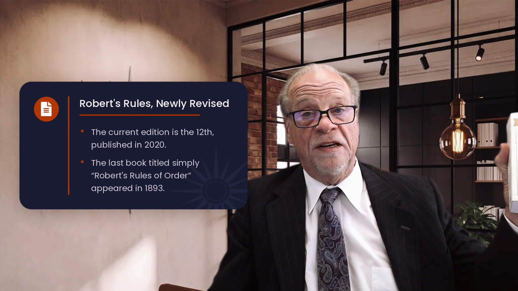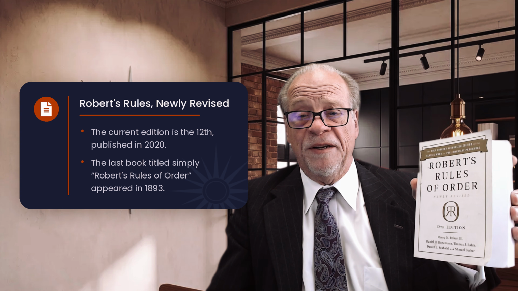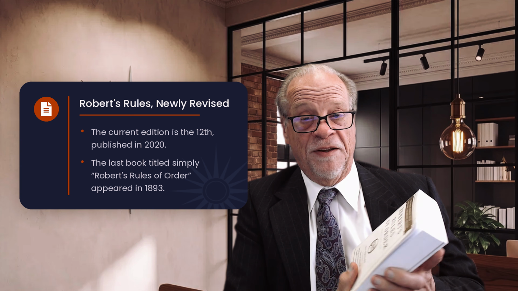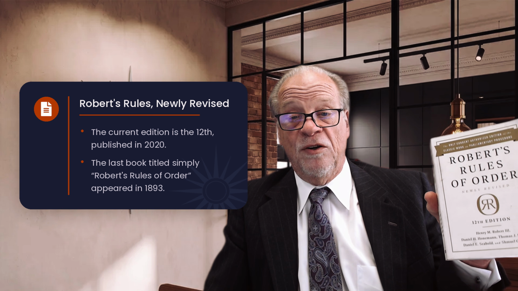Roberts was first published in February of 1876, so it's now well over 150 years old. It's revised about once every 10 years, and the current edition, this one, is the 12th edition, published in 2020. If I can nerd out a little bit on this, the name of this volume and the last several is Robert's Rules of Order, Newly Revised. And that is the name that has been used on it since the edition that came out in 1970. That was the 7th edition.